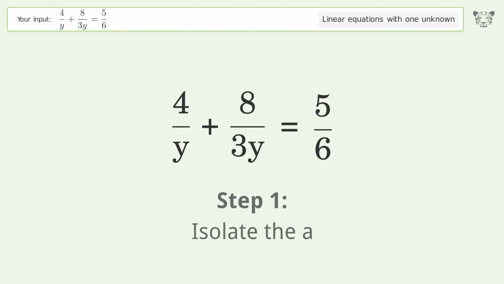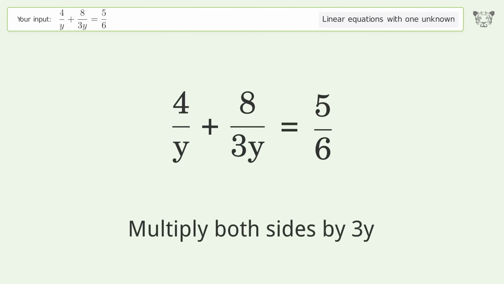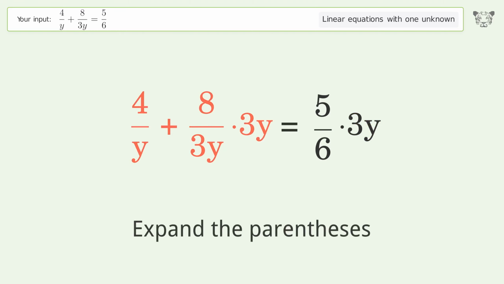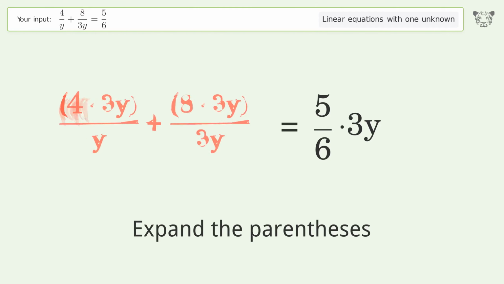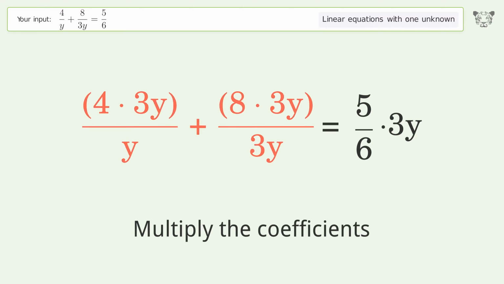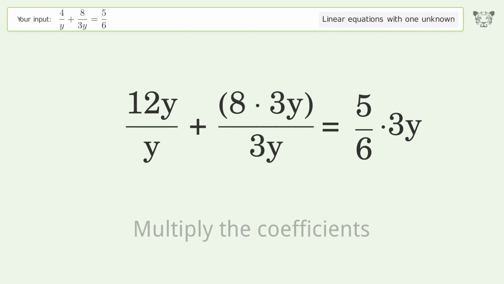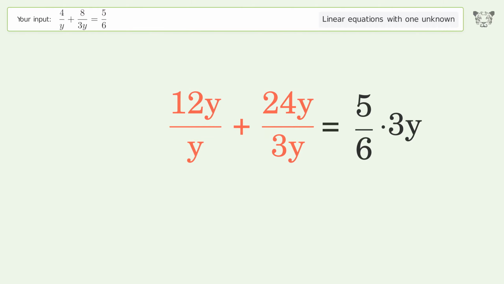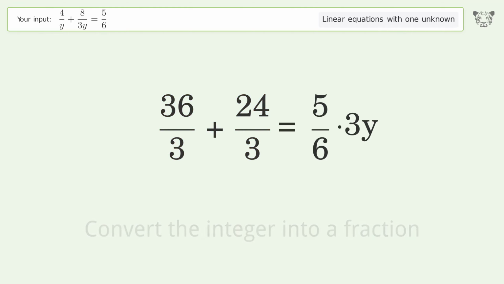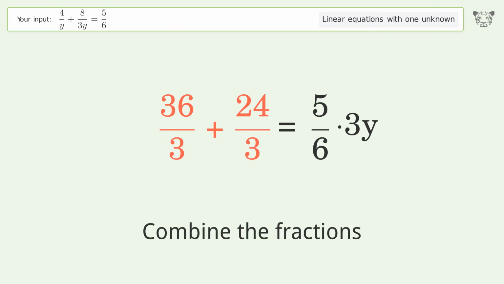Isolate the a. Multiply both sides by 3y. Expand the parentheses. Multiply the coefficients. Convert the integer into a fraction. Combine the fractions.